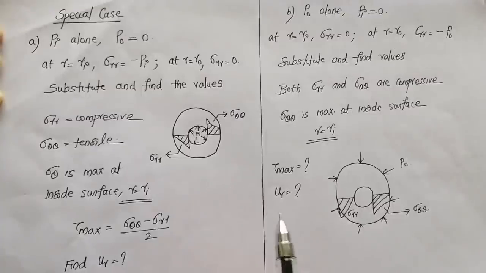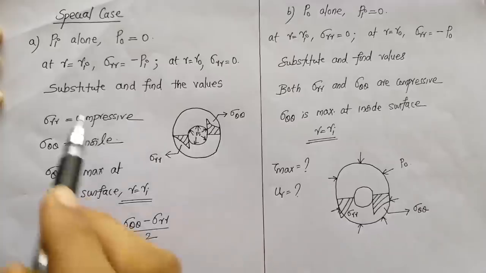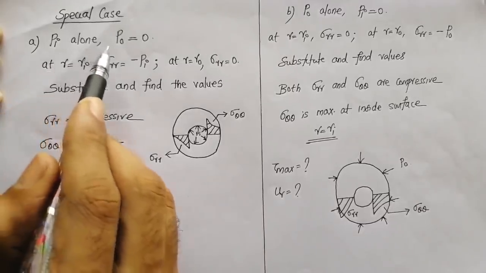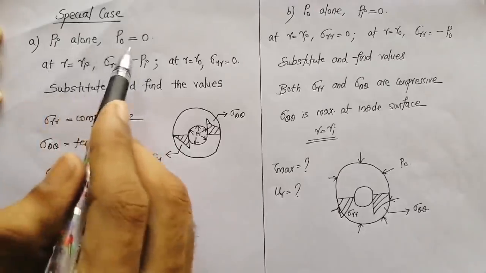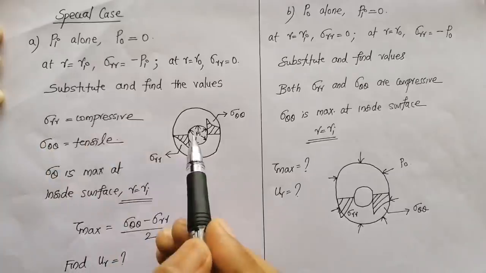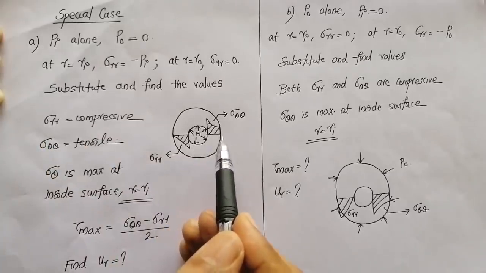Now, let us see two special cases. The first case is that internal pressure only is acting and external pressure is 0. That is, Pi is acting and Po equal to 0. Now, let us impose the boundary conditions. Here you can see Pi is acting, there is no Po.